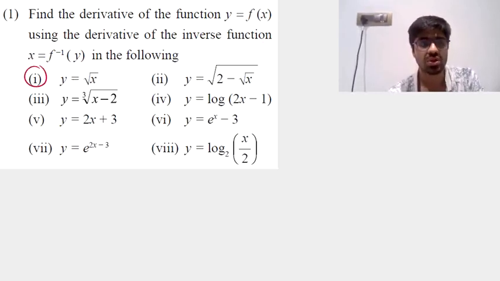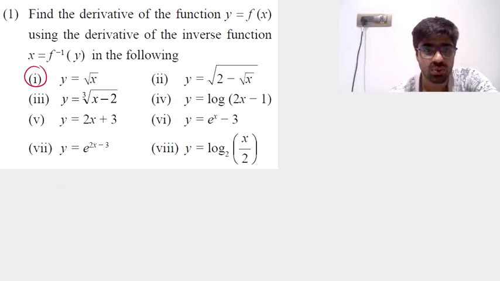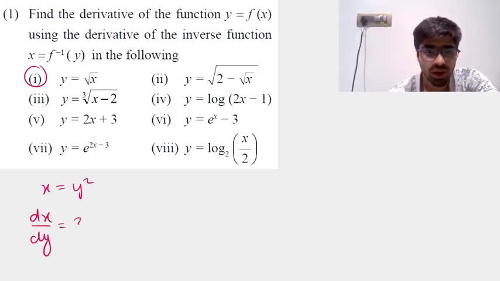So if you begin with the first question, all you need to do is find the value of x in terms of y. If y is root x, square on both the sides. So y square will be equal to x, or x will be y square. And now take a derivative on both sides with respect to y. So dx upon dy will be 2y.